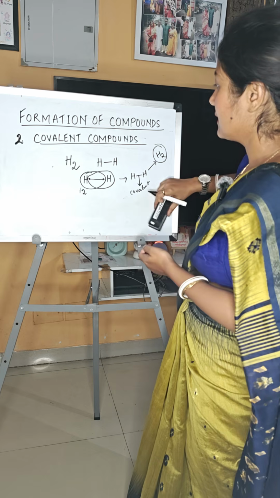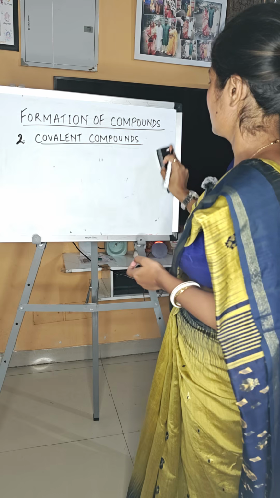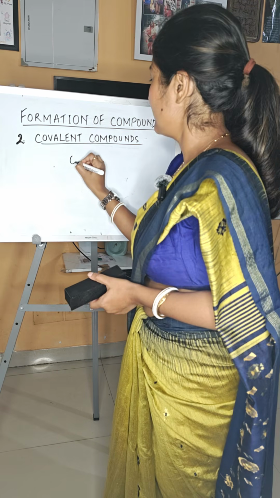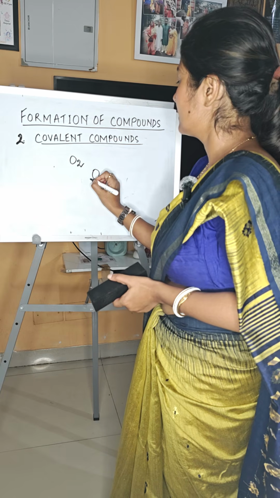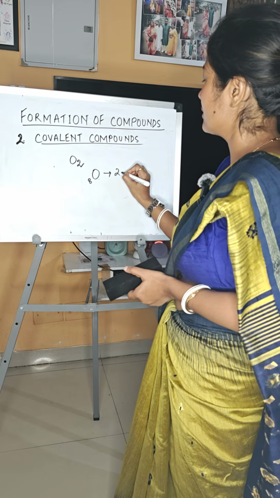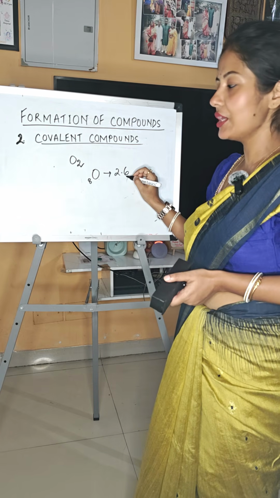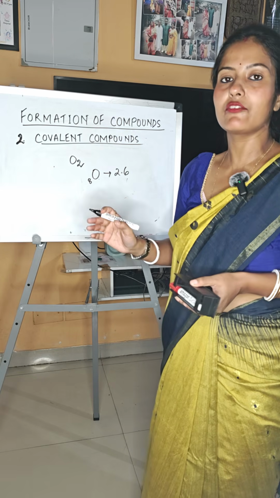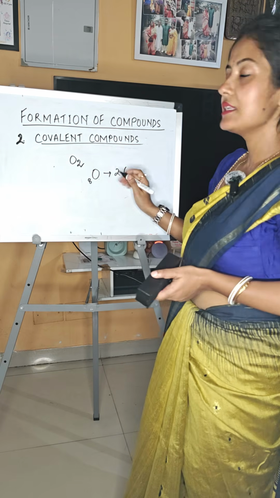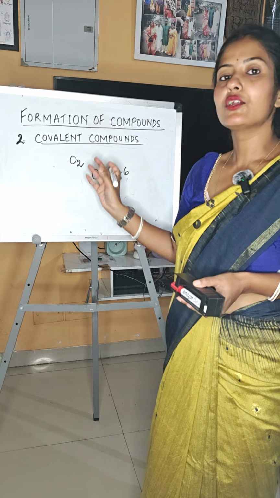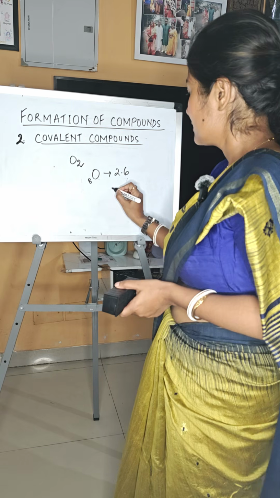Okay, now let us see another example. For example, oxygen. The atomic number of oxygen is 8. Its electronic configuration is 2, 6. So it is in need of 2 electrons in its valence shell to attain the electronic configuration of the nearest noble gas, which is neon. So oxygen is in search of such a species who can either donate 2 electrons or share 2 electrons with a species.